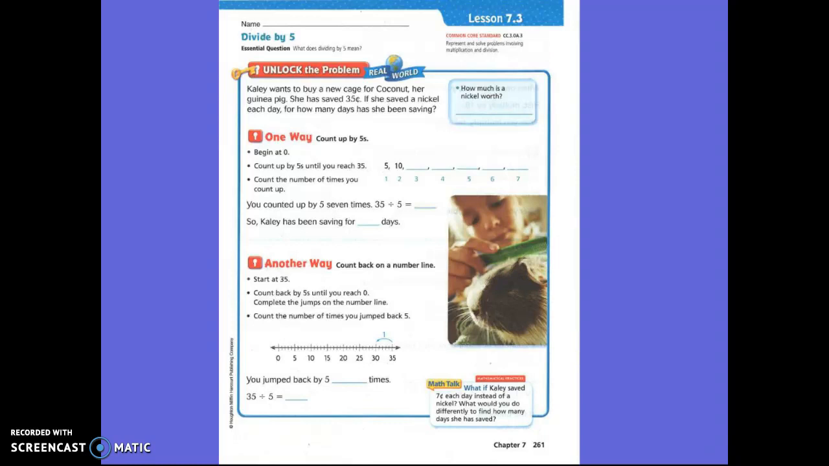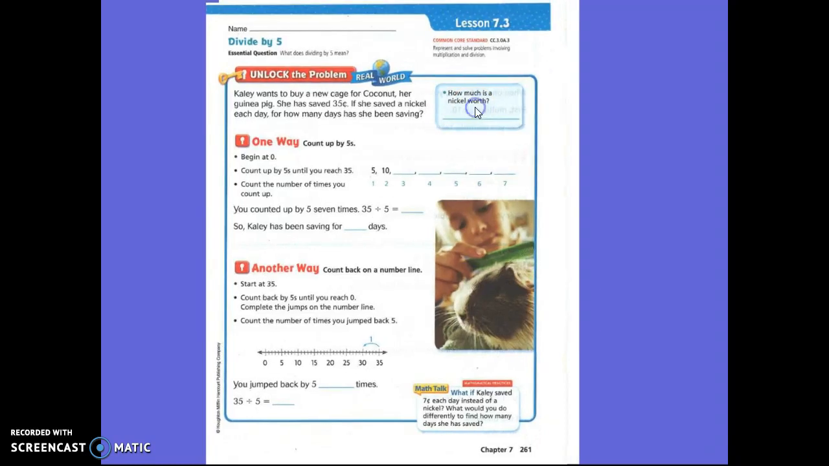Okay, boys and girls, the blue box, how much is a nickel worth? One nickel. Everyone? 5 cents. A nickel, not a quarter. A nickel. 5 cents.